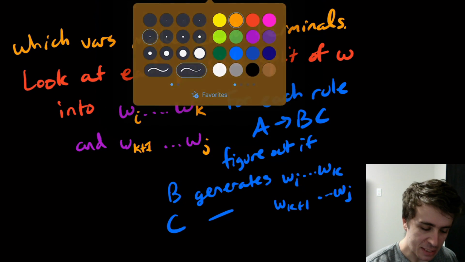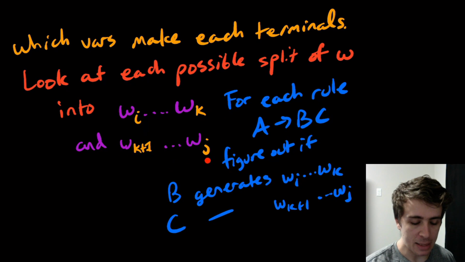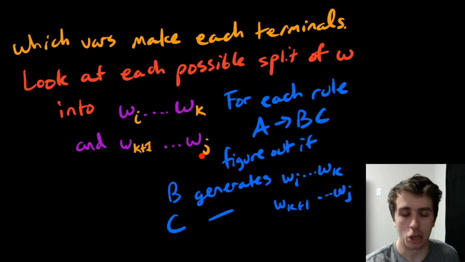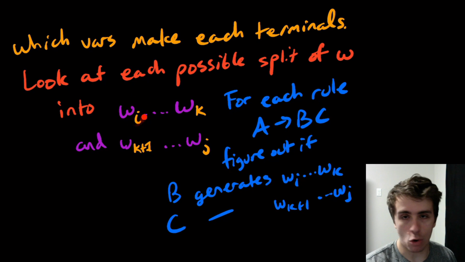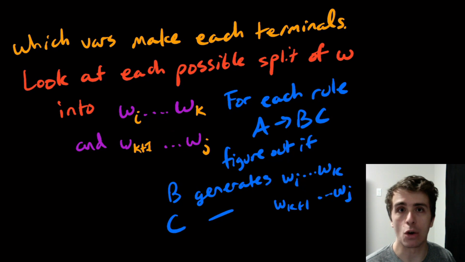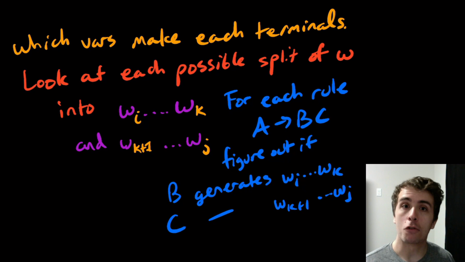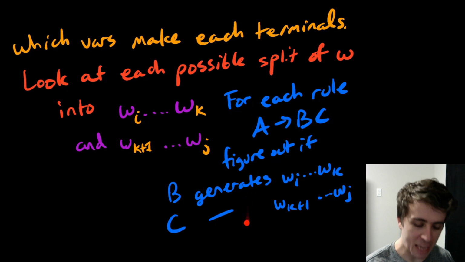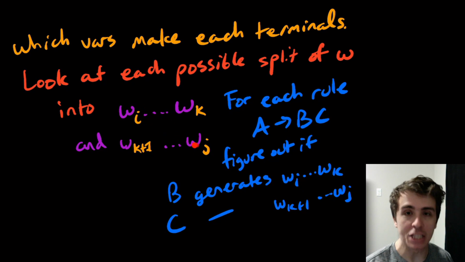Well, let's see. Let's think how many possible cases there are here. So the I and the J can be any index in general. So that's n. Let's say there are n characters in total. So I can be order n in size, J is order n in size, and the K can be any index between I and J, and that's certainly order n. So there are order n cubed different possibilities here for I, J, and K, and for each one of them, we're going to scan through the rules and update which of the variables can make this piece right here.